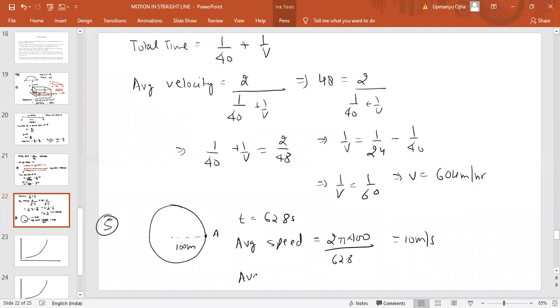Average velocity would be 0, because for one complete lap the displacement is 0 here, so answer would be 0 meter per second. Okay, fine.